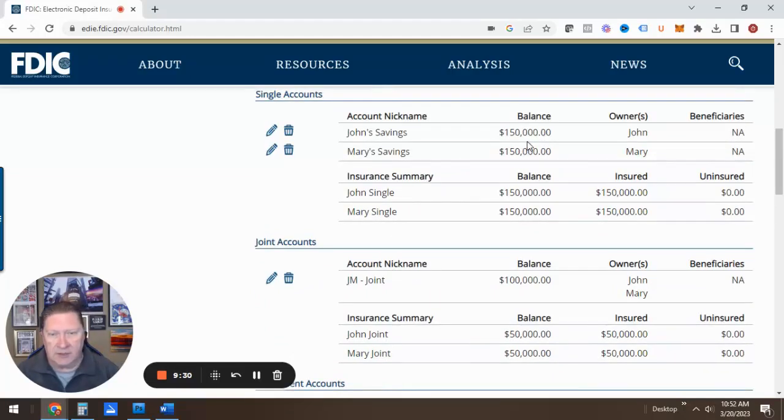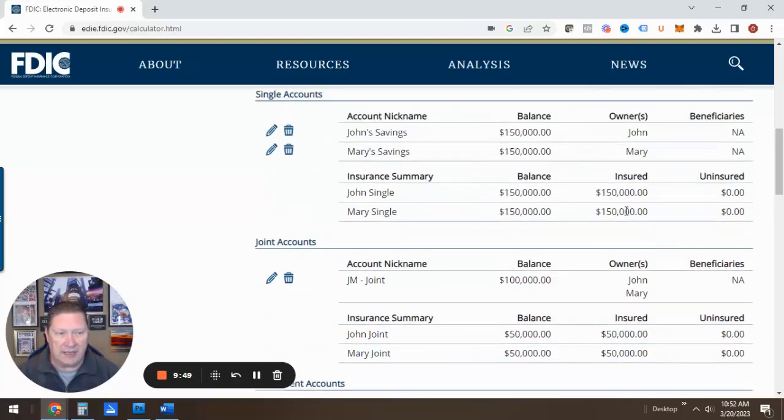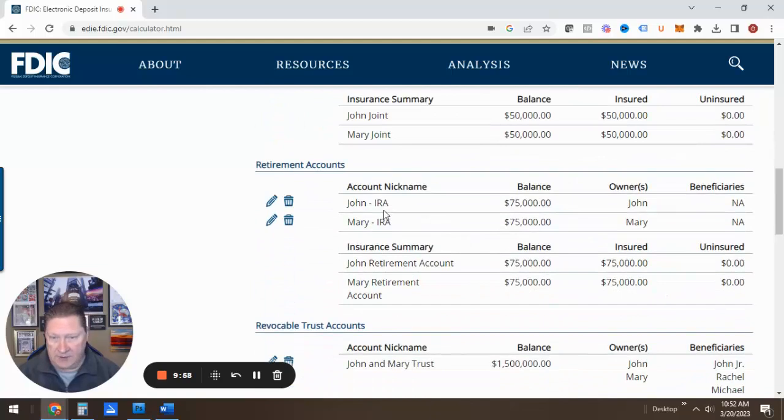John's savings under $250,000 covered. Mary's savings under $250,000 insured. These are different accounts, so both accounts are insured. The joint account, $100,000, 50-50. Guess what? Between the $50,000 here and the $50,000 here, they're still under, and the $150 at the single accounts up above, they're still under the $250,000 limit. It's covered. Retirement accounts. These are different accounts. So it's 250,000 per account per individual. Well, IRAs are different. 75,000 for both. Both are still insured, folks.